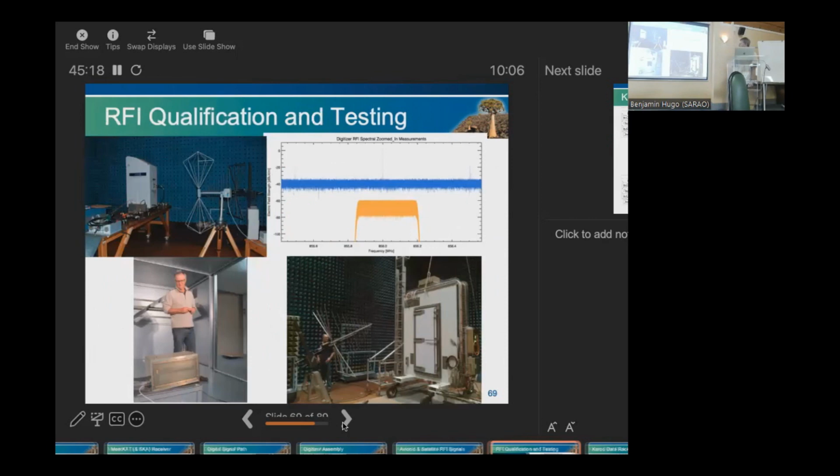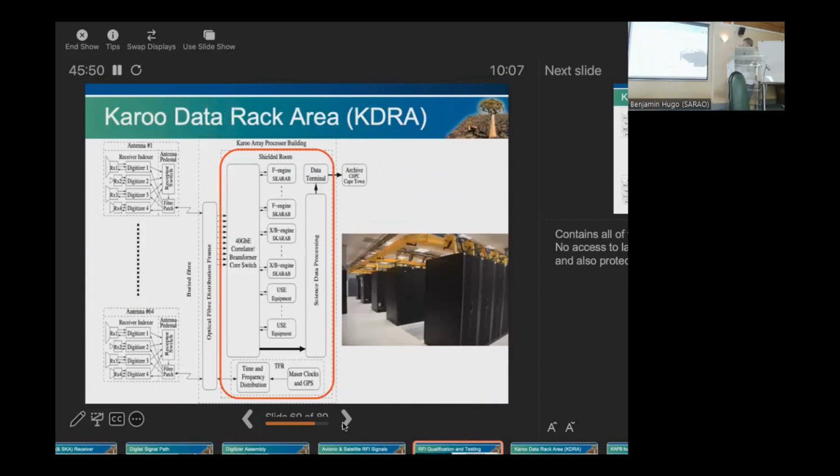So there is a digitizer sitting over there in the bottom left-hand side in our anechoic chamber in Cape Town, where we test that our own equipment doesn't generate RFI that would blind us. We do very, very intensive testing, looking for these tiny, tiny little signals to make sure that they go away. And this is, in fact, a whole mock-up of the antenna drive system that was put into an anechoic chamber to test that it wasn't going to blind us.